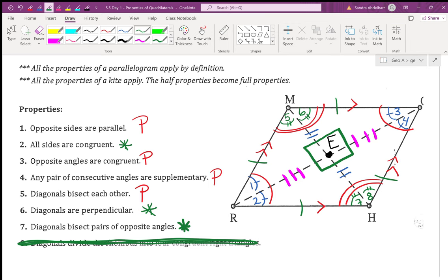So, a rhombus is a parallelogram with how many extra special features? 3. Very good. So if you memorize the 5 properties of a parallelogram, you just need to know that there's 3 extra special features to make it special, to make it a rhombus.